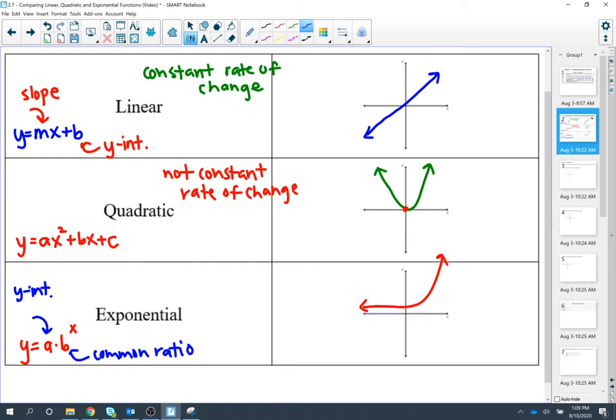Eventually, exponential is always the fastest. Okay, he takes off at a really, really fast rate. Quadratic is somewhere in the middle. You know, he does get faster and faster, but nowhere near as fast as the exponential. And linear, he just hangs out. He's just what he is. He's the slowest. He's just always doing the same thing.